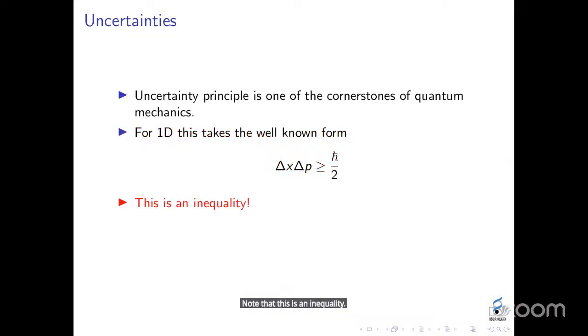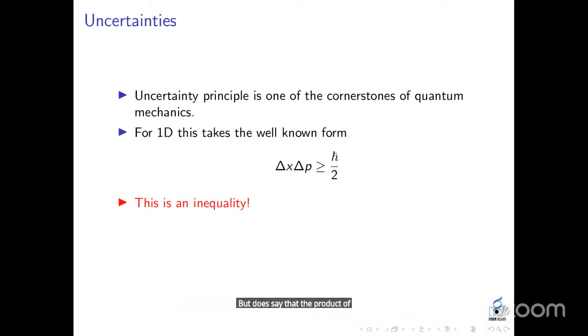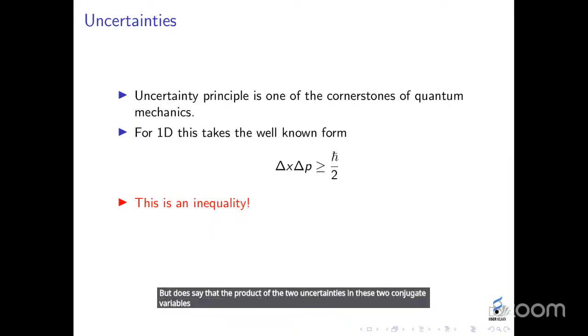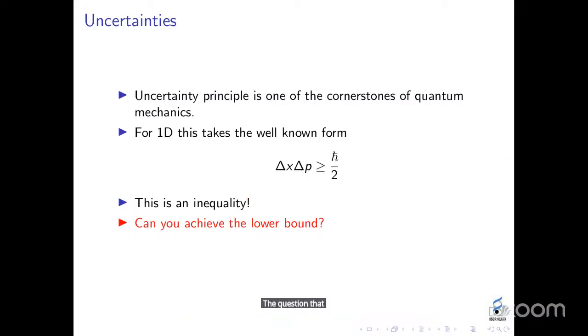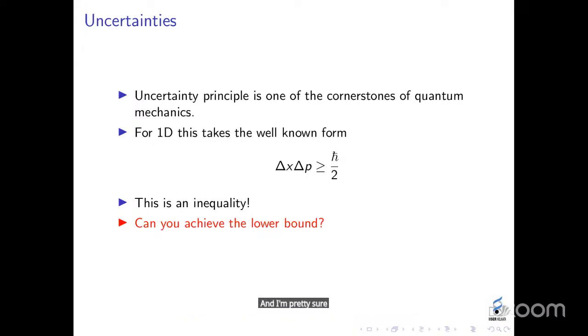It doesn't say how much bigger than h cross by 2 this product can be, but it does say that the product of the two uncertainties in these two conjugate variables cannot be less than h cross by 2. The question that we have naturally at this stage is, can we actually achieve this lower bound? That is, can we get to h cross by 2? And I'm pretty sure many of you know the answer, at least partially.